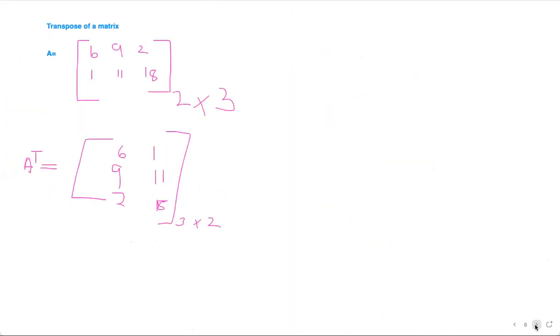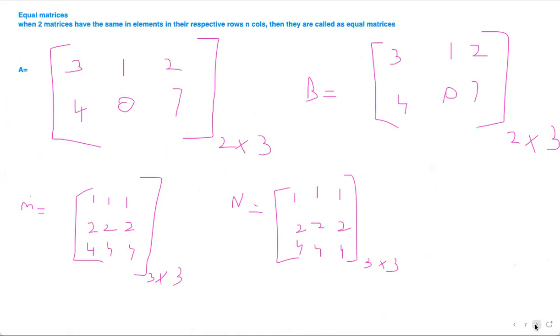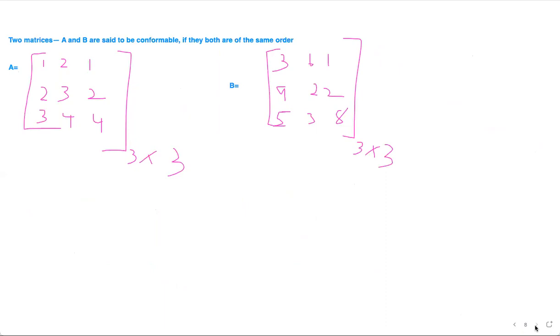And then we tried one operation, transpose of a matrix, where rows become columns, columns become rows. And we also spoke about equal matrices, and we said what is a diagonal of a matrix. And then we spoke about conformable matrices. Any doubts so far? Any doubt? No, ma'am.